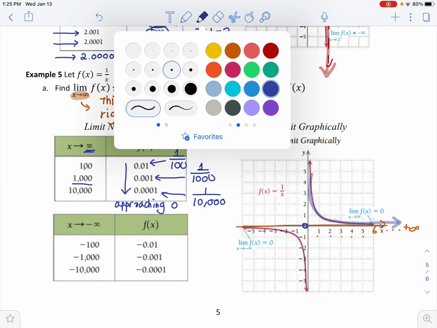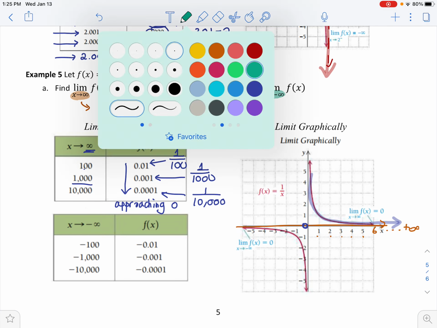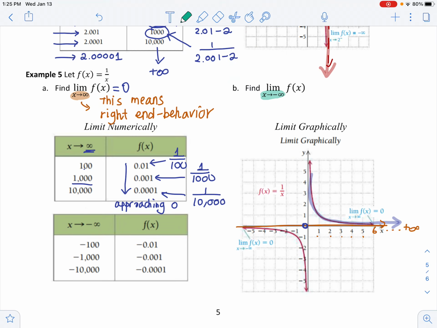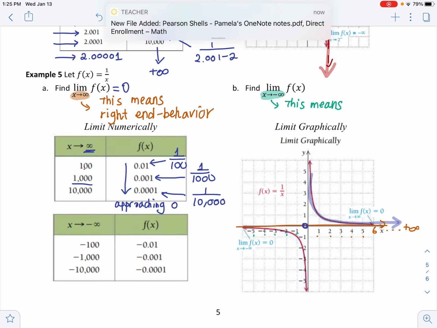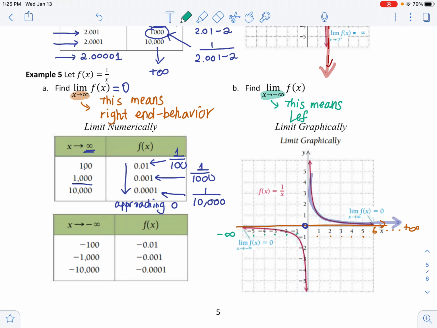How would you read this symbol? And what are we talking about when we say x is approaching negative infinity? This means x is getting smaller. -1, -2, -3, -4. If you want to go smaller on the x, you are going to the left. So this means left end behavior of this graph.